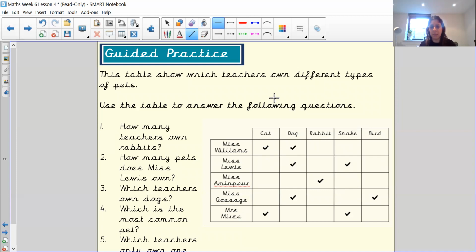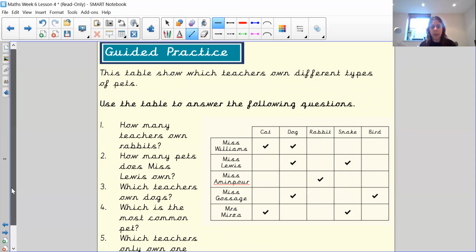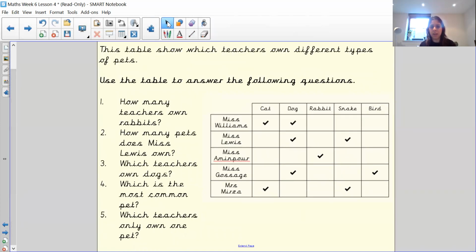So we now have to read the information carefully. The first question says, how many teachers own rabbits? So we need to have a look at our rabbit column, and that's this one here. So if we look down, Miss Williams doesn't own a rabbit, neither does Miss Lewis. Miss Amanpour does, that's one teacher. Miss Gossage doesn't, and Mrs. Mirza doesn't, so only one. So how many teachers own rabbits? The answer is just one.